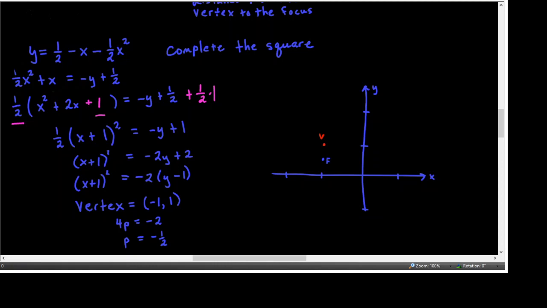Okay. Now, because the vertex is the midpoint between the focus and the directrix, what you can do is you can go 1/2 in the other direction to here, and then draw a line. And if you think of the vertex and focus as being on a line segment, this line I'm drawing should be perpendicular to that.